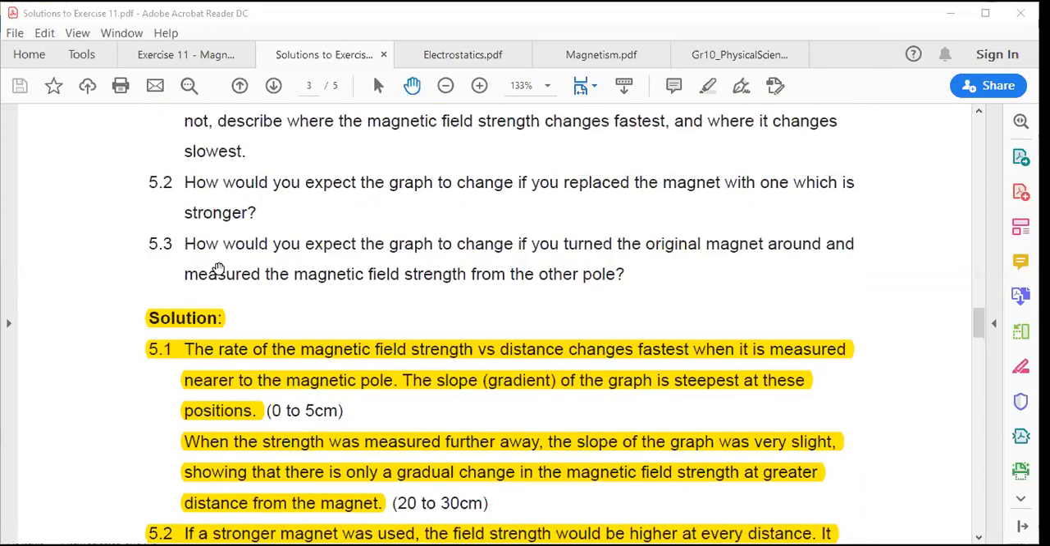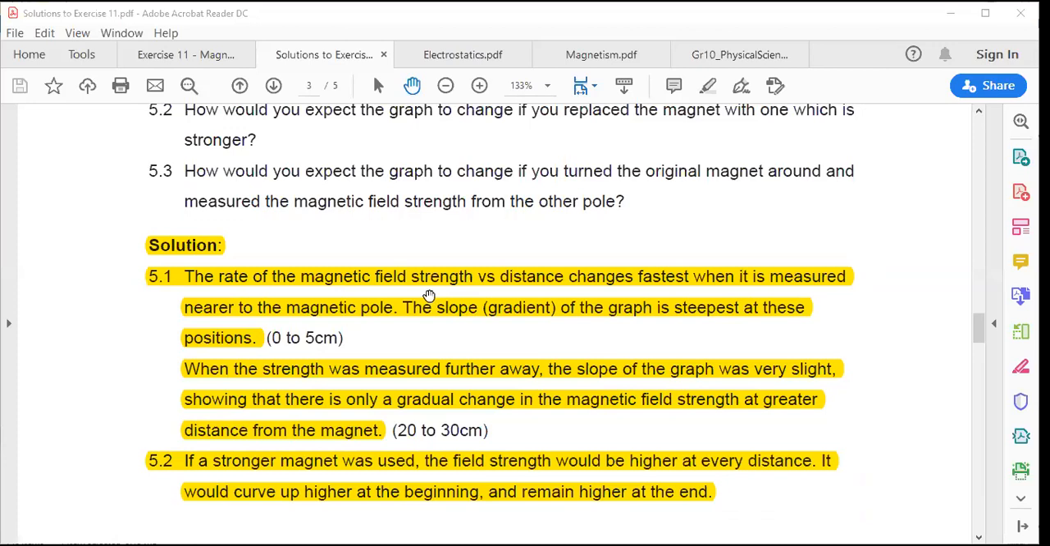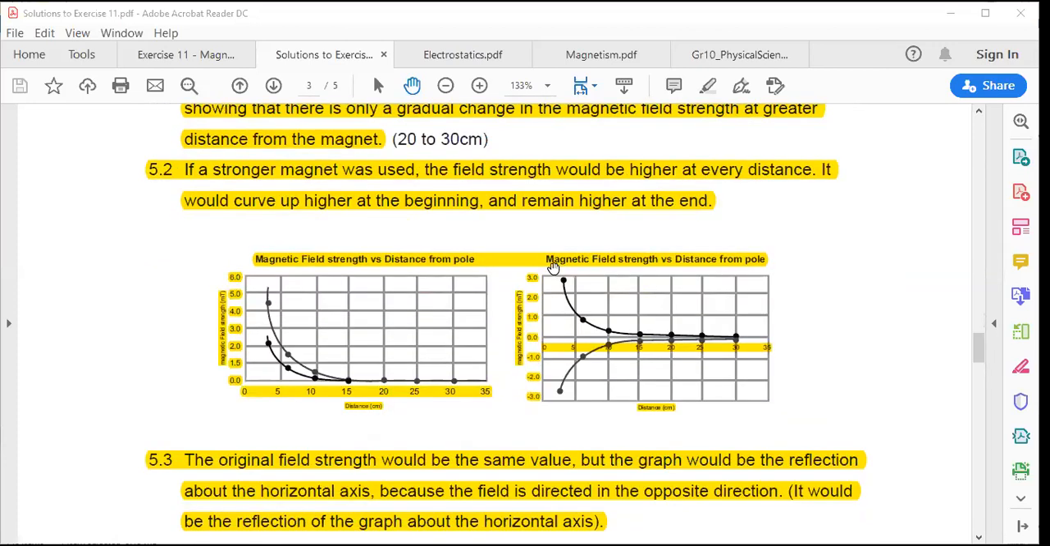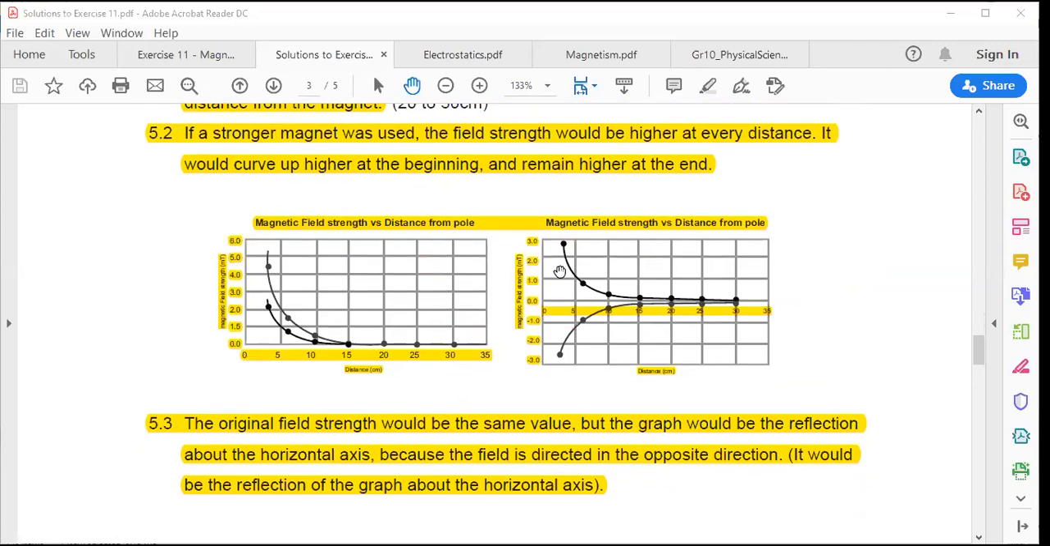5.2. How would you expect the graph to change if you turned the original magnet around and measured the magnetic field strength from the other pole? So your direction for magnetic field changes as well, because we know it's always from north to south. So the shape of your graph becomes a reflection on the x-axis of the other graph. So you're going to have the graph starting with negative values coming up like that, simply because of the direction. Because direction is expected from north to south, it becomes the opposite direction. So you're going to have the other way around.